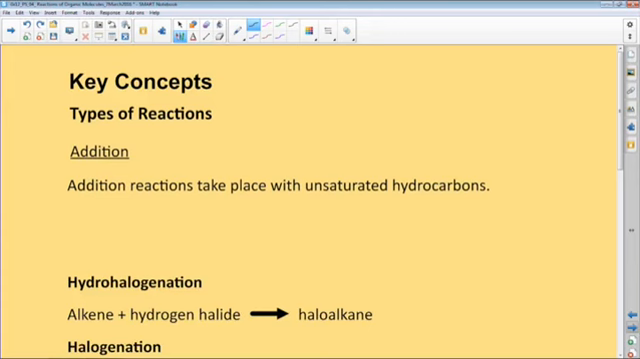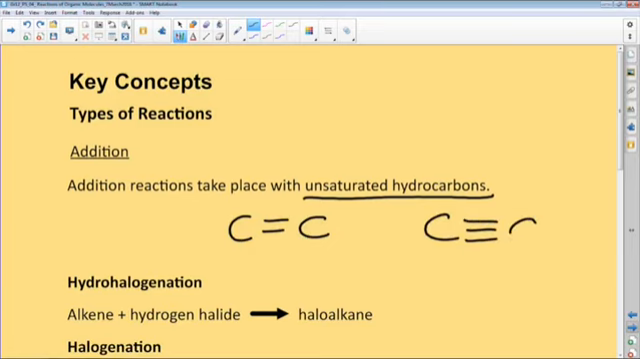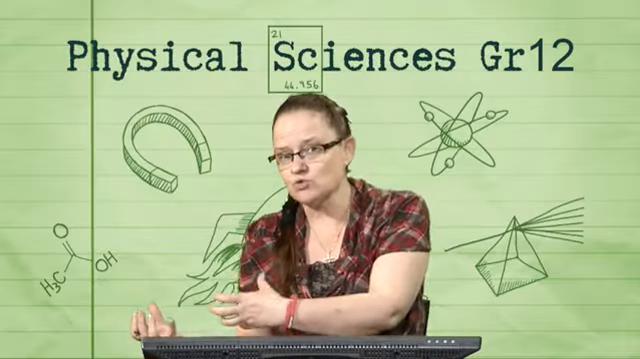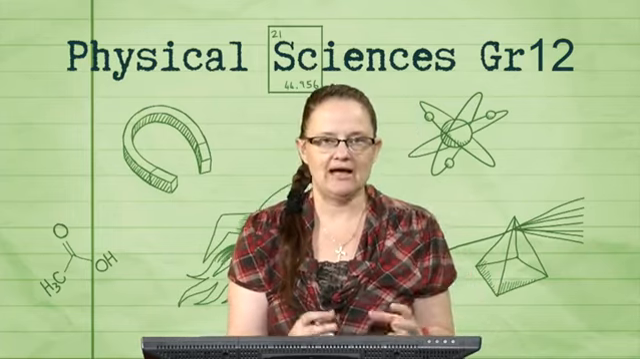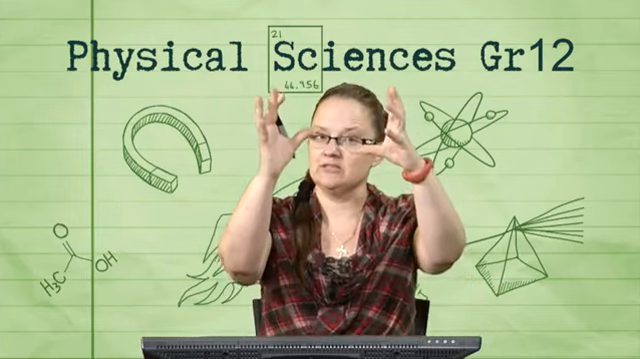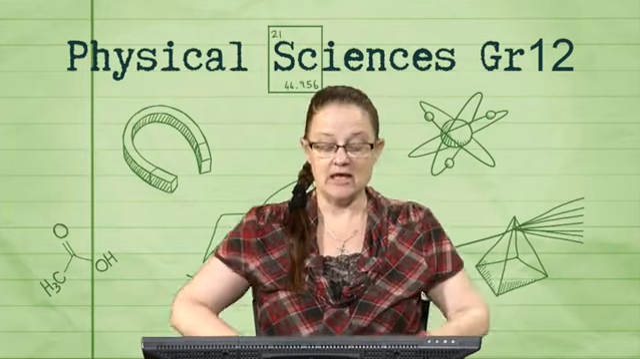Now, addition reactions. Addition reactions are incredibly important. Addition reactions only happen with unsaturated hydrocarbons. In other words, there needs to be a double bond between two carbons, or there needs to be a triple bond between two carbons. That is the only way it can happen. Because what we're going to do is take other atoms or groups of atoms and add them to the hydrocarbon that we started off with. So we can break the double or triple bond and add extra atoms. Now there's different types of addition reactions.